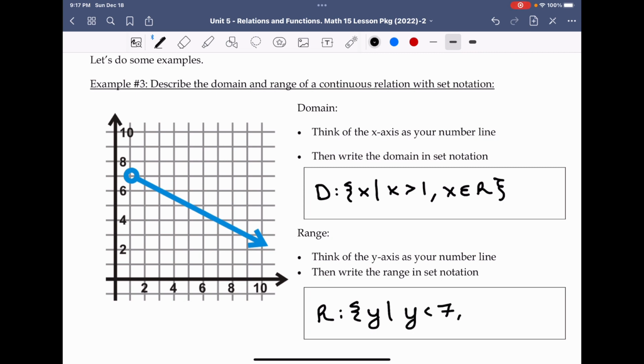And then once it's past 7, y can be any number in the real plane or any number in the Cartesian plane because this is a continuous line. Now, if we were to do this in terms of interval notation, here's what it would look like, and I'll do it in red below.